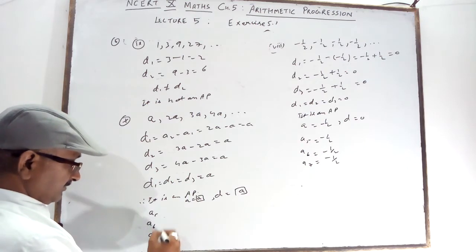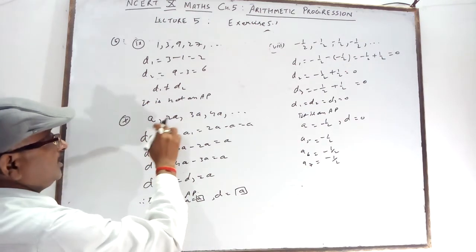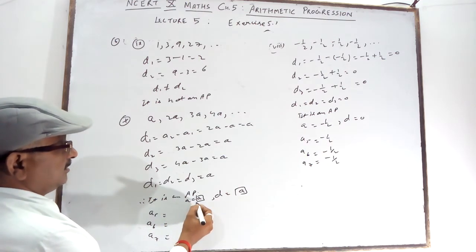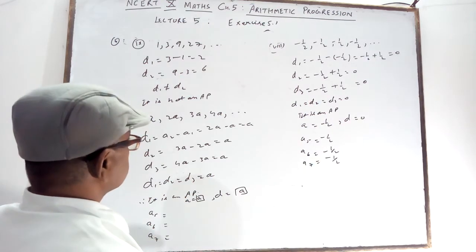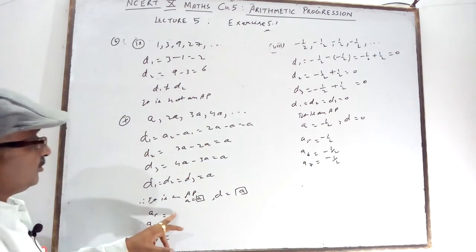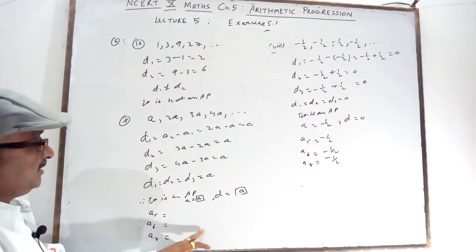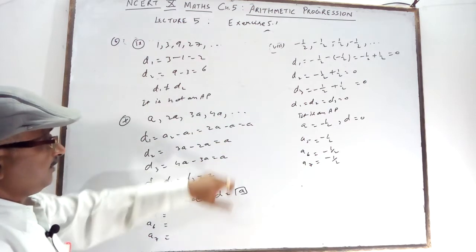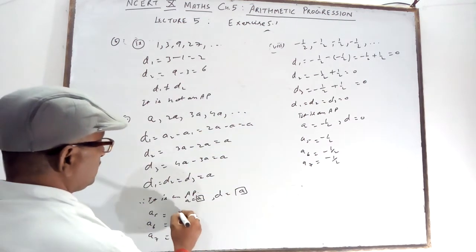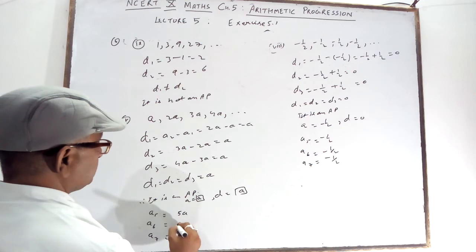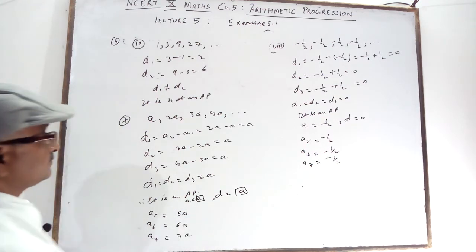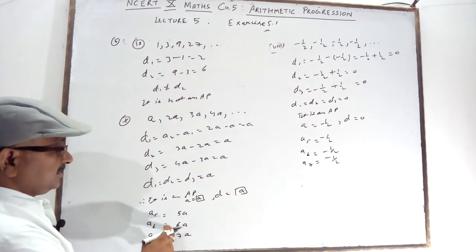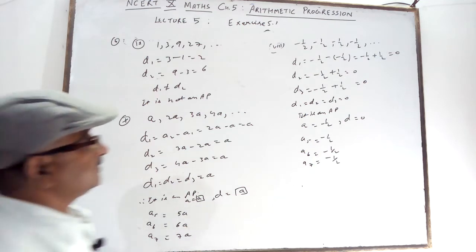A5, A6, A7 will be 5, 6, 7 times a. So what will you get? A plus 4D, A plus 5D, A plus 6D, or A4 plus A, A5 plus A, A6 plus A. Your answer will be 5a, 6a, 7a: the fifth term 5a, the sixth term 6a, and the seventh term 7a.